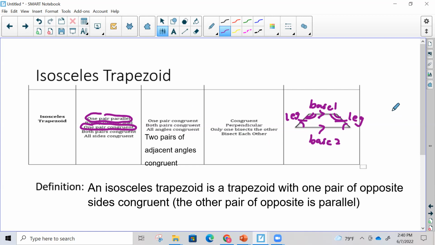And then for the diagonals, there is one thing we know about diagonals. The diagonals are congruent only if it's an isosceles trapezoid. If it's just a trapezoid and not isosceles, we don't know anything about the diagonals. But in an isosceles trapezoid, they are congruent. And if you can draw these more to scale, you can probably see the properties of the diagonals a little bit better.